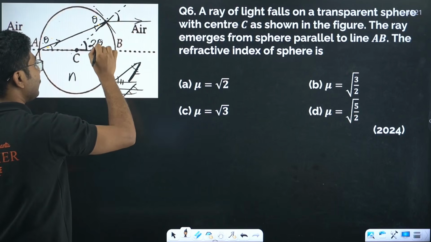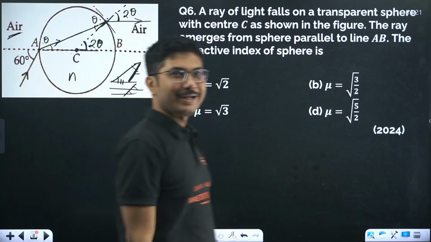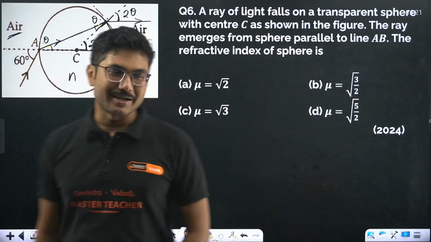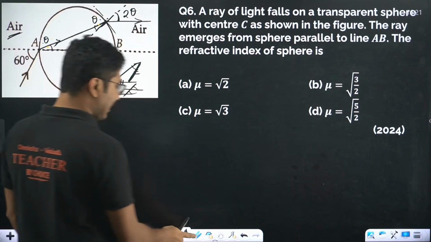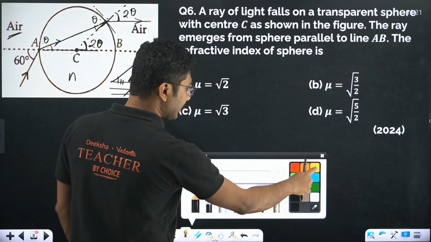So this angle is 2 theta, so this angle will also be 2 theta. This angle is theta, so this angle will be 2 theta. So this is the start. Now let us find the angle theta. Once we calculate the angle theta, then we will be able to solve this question in no time.